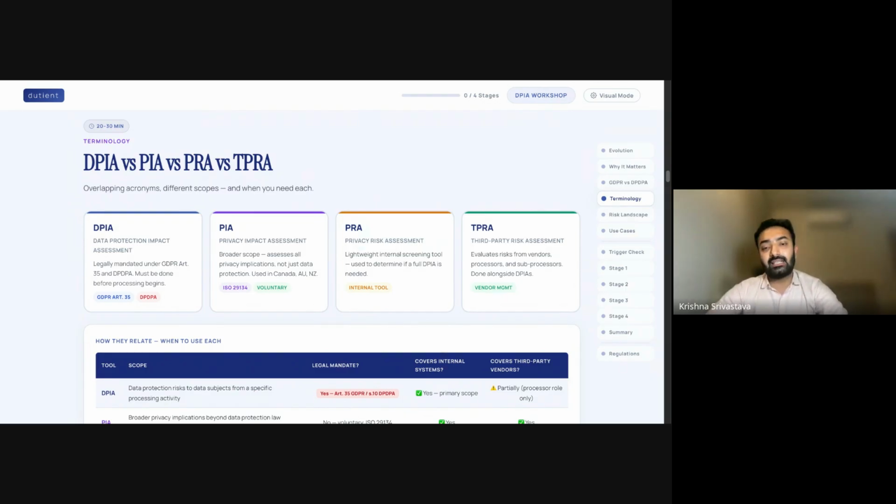Now, in certain cases, companies may also do a PRA, or a privacy risk assessment. This is a very simple questionnaire or assessment that determines whether a full DPIA needs to be conducted. So you can look at a PRA as a smaller, lightweight version of a DPIA, because a PRA may not get into the depth of data processing, but it will definitely understand whether a full-scale DPIA needs to be done.